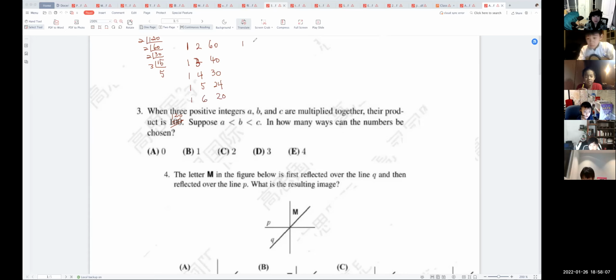Because they have to be in order, A is smaller than B is smaller than C. 4, 5, 6, very good. So starting with 1, there's no more. So we can think about 2, 3, and 20. Is it 2, 3, 20? Can we do 2, 3, and 20? Yes. 2, 4, 15, correct? Yes. 2, 5, 12, correct? Yes. So there's a lot, right? So 2, 6, and 10.